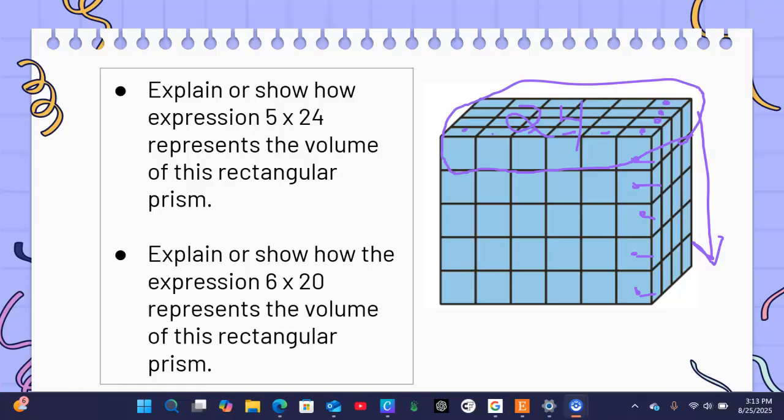Now take a moment and see how you could find 6 times 20. Review this with your mom. Pause the video and check to see if you have a better understanding of where you see 6 times 20.